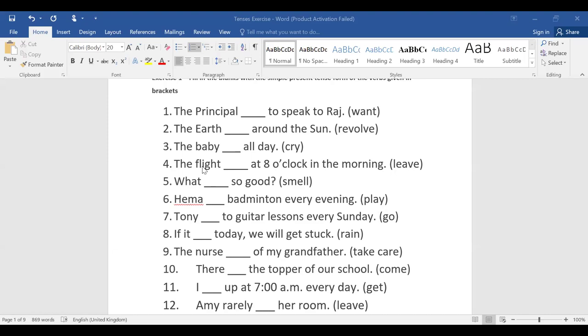Hannah Usu's answers are in, let's see: wants, revolves, cries, leaves, smells, plays, goes, rains, takes, comes, get, leaves, give. Then from 11, it says, get, leaves, give, cooks, chep, steady, meet, starts, move, back. Anna, sorry about your network. William is in: wants, revolves, cries, leaves, smells, plays, goes, rings, takes care. What is wrong with you guys with takes care? Comes, gets, leaves, give, cooks, chirp, study, meet, start, move, and back.